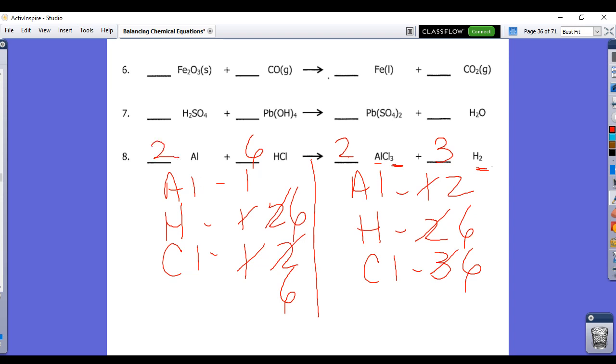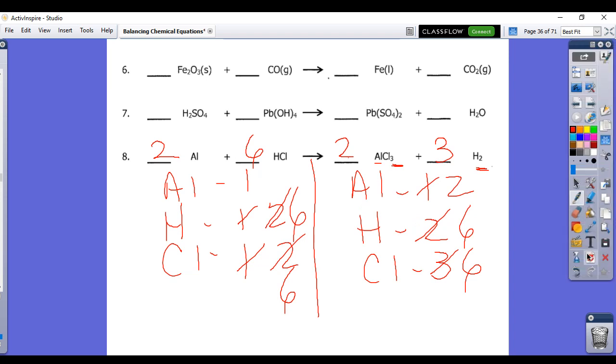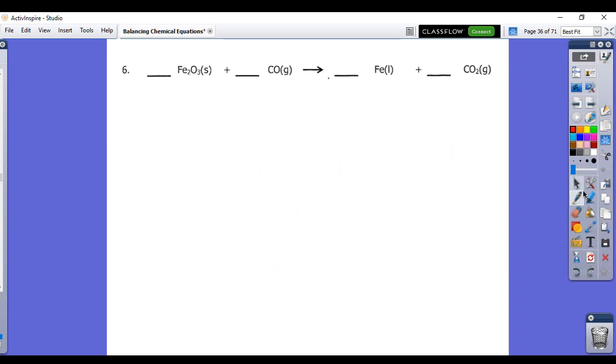So to make it shorter, I knew it's going to be a 6 here, but you could have tried a 3 to see how that worked, a 4, and then a 5, and then you would have seen that the 6 was the answer. All right, let's go to number 9.